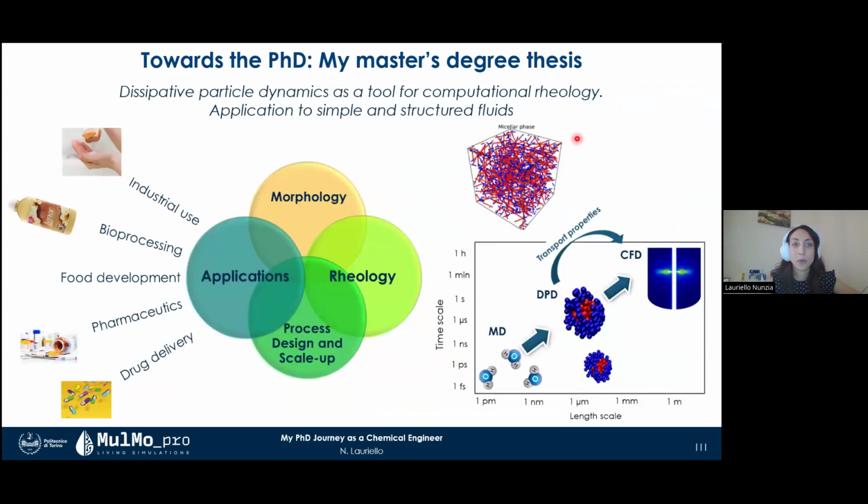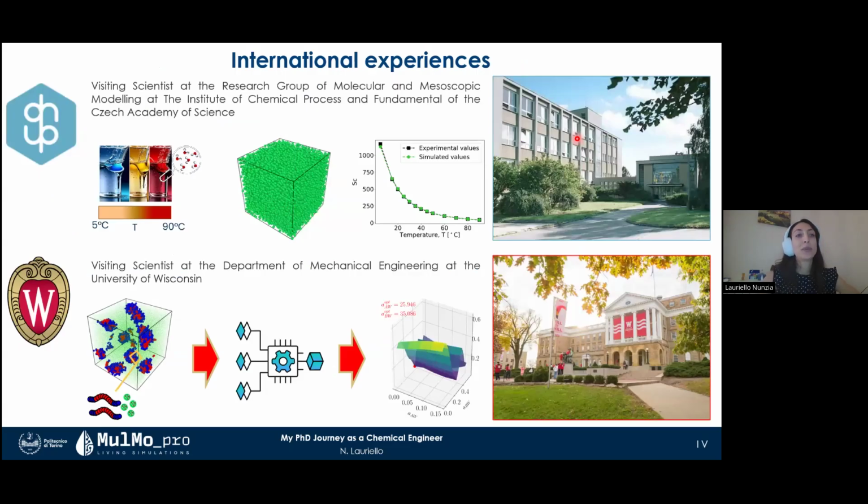Then I joined the MulmoPro group during my master thesis, and I worked on the use of dissipative particle dynamics as computational tool for simple and structured fluids rheology. Then I explored even more in detail this topic during my PhD. In addition, during my PhD, I had the opportunity to spend a few months at the Institute of Chemical Process Fundamentals at the Czech Academy of Science, where I worked on the use of dissipative particle dynamics to compute transport properties. And then at the University of Wisconsin in Madison, where I worked on the integration of machine learning techniques with coarse-grained modeling simulation technique for polymer systems.